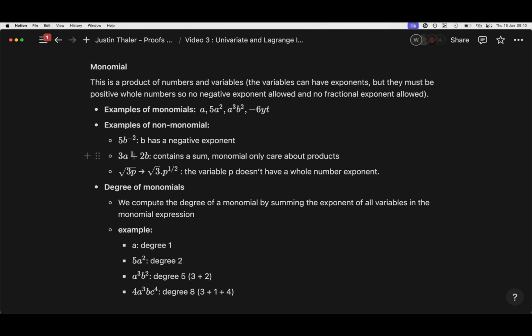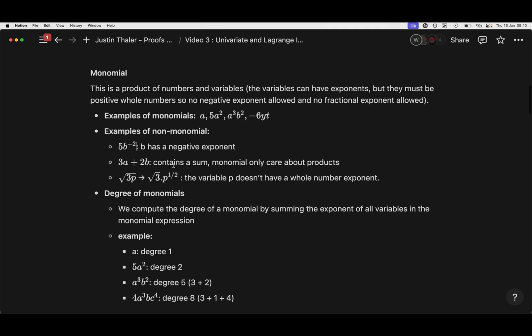Then this is not a monomial either. Do you know why? I already wrote the answer there. The reason is that there's a sum there, so these are 2 monomials making up one polynomial. And this is also not a monomial because it has a variable with a fractional exponent, and you only need positive whole number exponents. Does it make sense so far? So monomials are pretty easy.